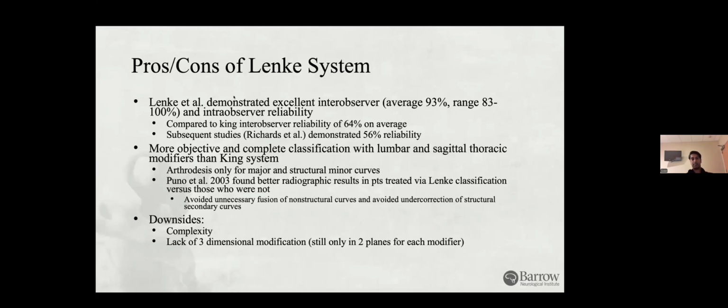The downsides are the complexity. As much as any spine surgeon would love to tell you they have every single Lenke curve completely memorized, and while I'm sure many of them might, there's still reference cards everywhere. We generally do have to reference the system to see what exact type of curve we're looking at. And the other downside is that it still really only has two modifiers, and with evolving surgery, we're realizing that the spine is really a 3D system.